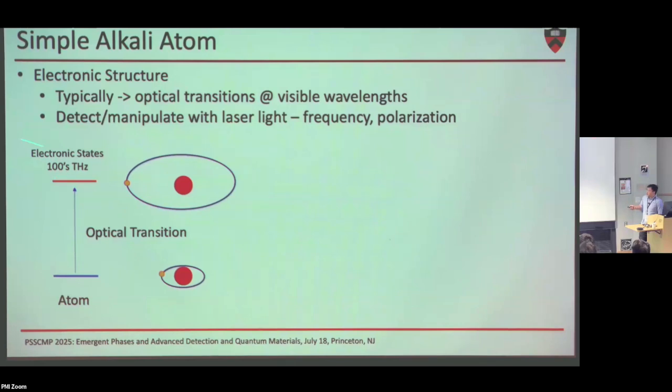Typically, these electronic states are separated by energies of hundreds of terahertz. So as you'll be able to tell, in AMO we often talk about energies in terms of frequencies. You can always multiply this by h to get the energy scale. In terms of actual temperature, this hundreds of terahertz is something like order 10,000 Kelvin. Now, this energy scale, if you convert it to a single photon, turns out to be somewhere in the visible wavelength. So these are typically optical transitions that you can address with a laser beam.